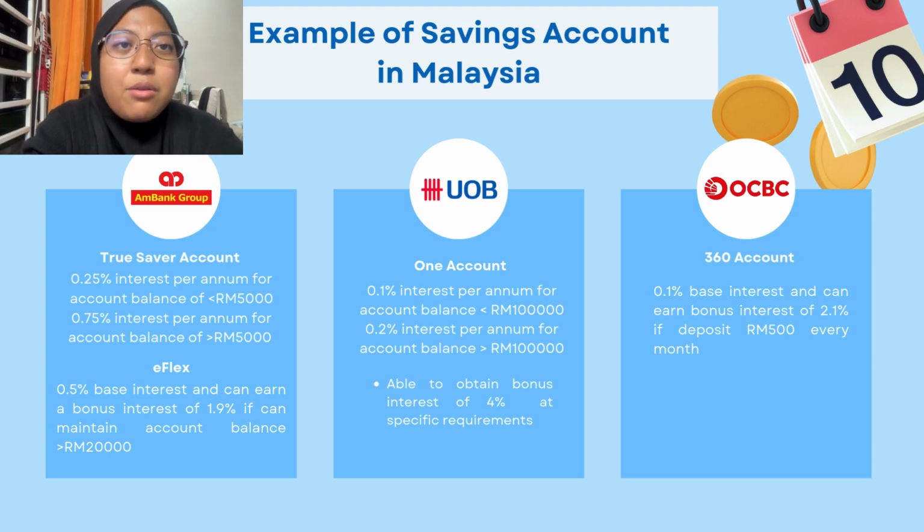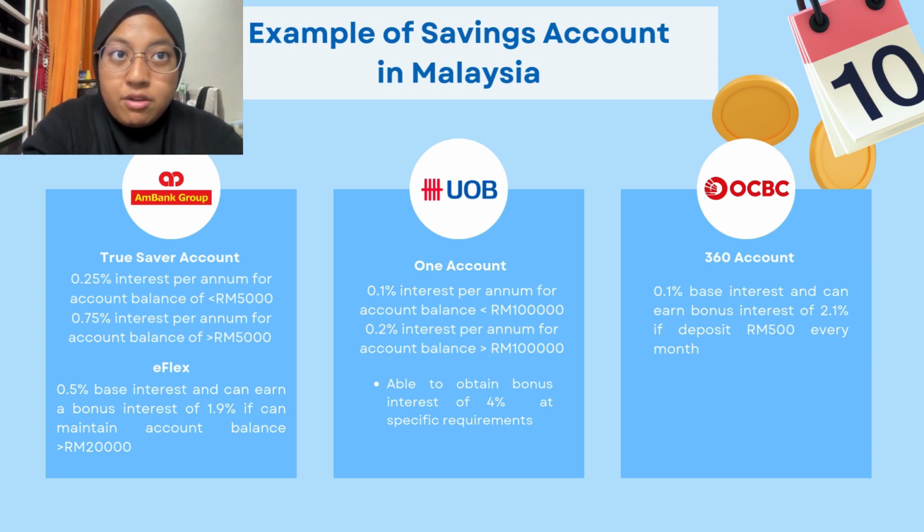However, we are able to earn a bonus interest of 4% if we meet a specific requirement, such as we spend a minimum of 500 ringgit using card. OCBC Bank 360 account. This savings account offers 0.1% base interest. However, if we deposit at least 500 ringgit every month, we are able to earn an additional 1.05%.